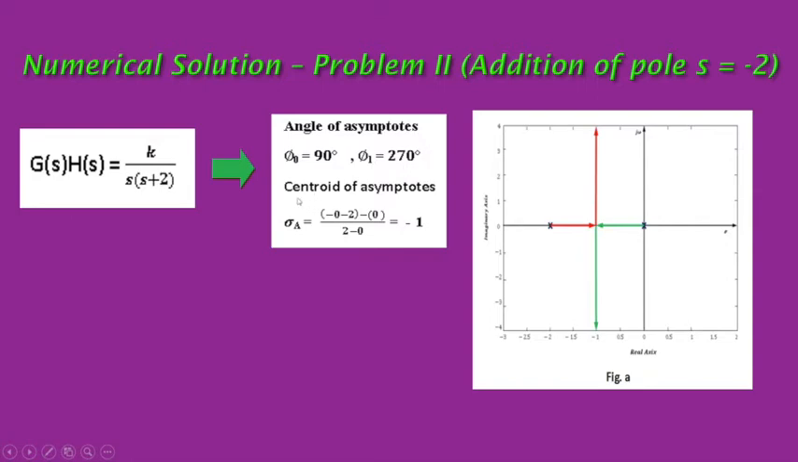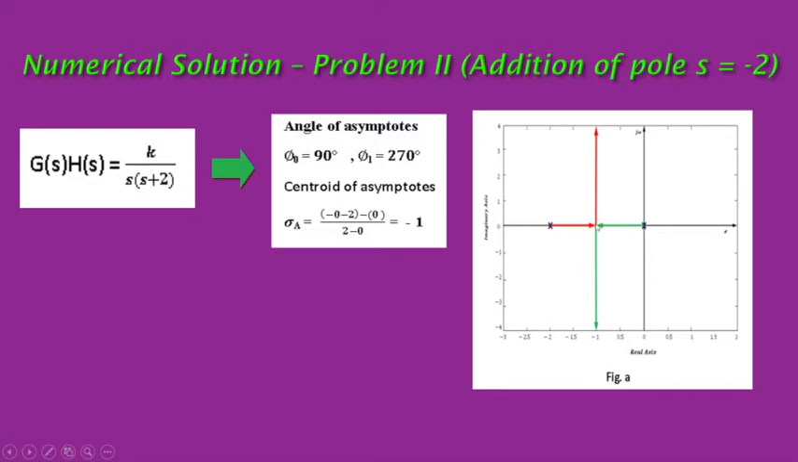Then calculate the centroid of asymptote. Sigma A equal to summation of poles minus summation of zeros divided by P minus Z. So minus 0 minus 2 minus 0 divided by 2 minus 0. Then this value is minus 1. That is, minus 1 is the centroid of asymptote.